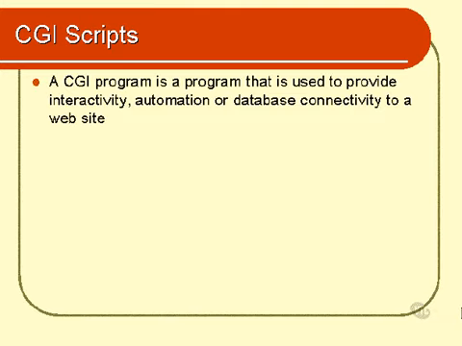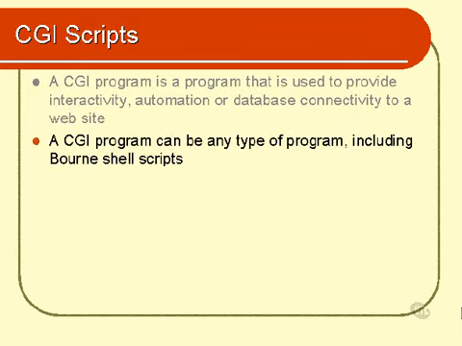A CGI program is a program that is used to provide interactivity, automation, or database connectivity to a website. In other words, you can make your website do something as opposed to just present information. Or alternatively, the data that you are presenting on your website can be coming from a database rather than just from static HTML files. Any type of program can be a CGI program, something that you've compiled from C, for example. It could be a Perl script, or it could be a Bourne shell script, any type of program.